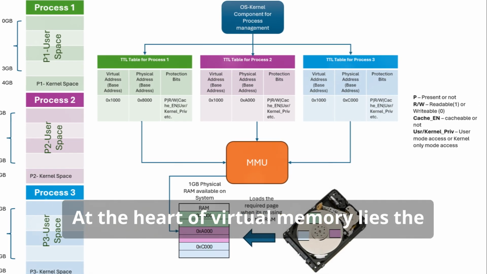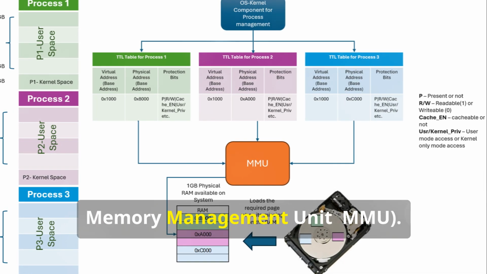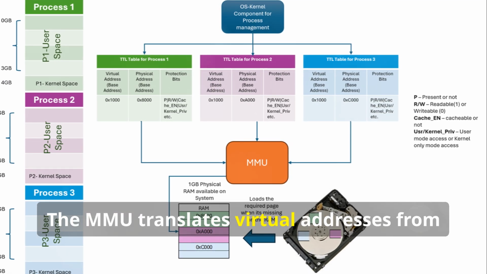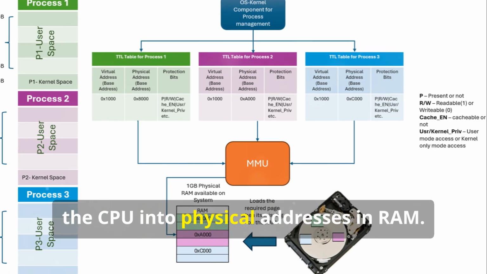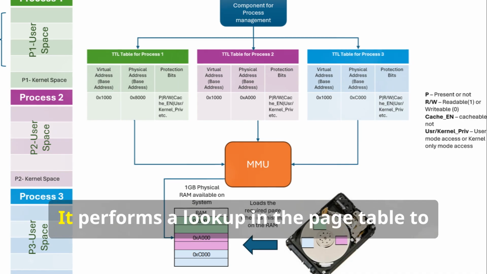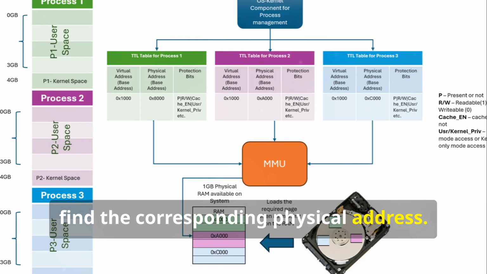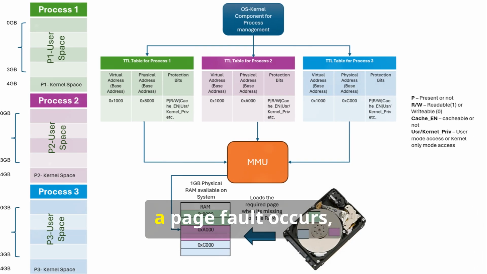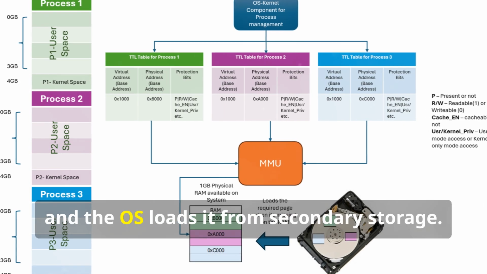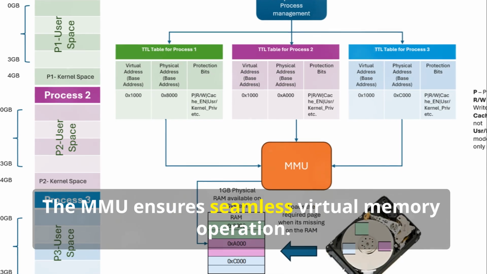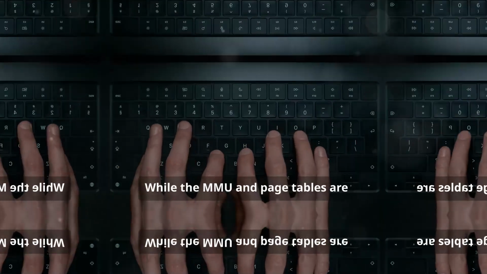At the heart of virtual memory lies the Memory Management Unit, MMU. The MMU translates virtual addresses from the CPU into physical addresses in RAM. It performs a lookup in the page table to find the corresponding physical address. If the page isn't in RAM, a page fault occurs, and the OS loads it from secondary storage. The MMU ensures seamless virtual memory operation.